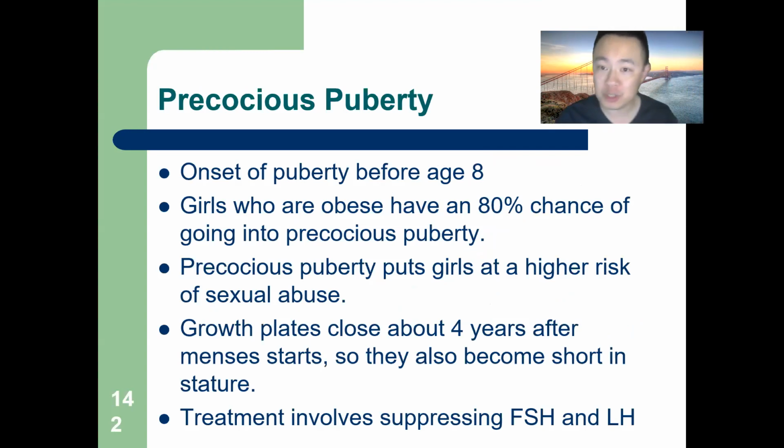Now, precocious puberty here is the onset of puberty before the age of 8, because at that point it's a little too young, okay? Girls who are obese have an 80% chance of undergoing precocious puberty, and it puts girls at a higher risk of sexual abuse, and the growth plates close around 4 years after menses start, so they become typically short in stature. The treatment here involves suppressing the follicle-stimulating hormone and luteinizing hormone, like pretty much telling them, hey, don't produce yet, wait until a little later.